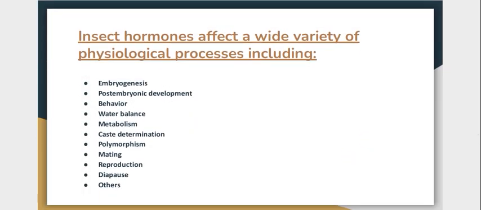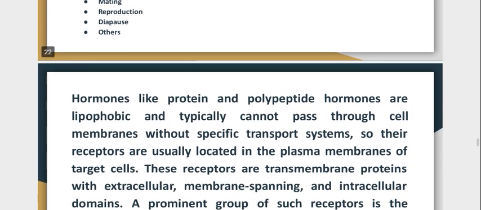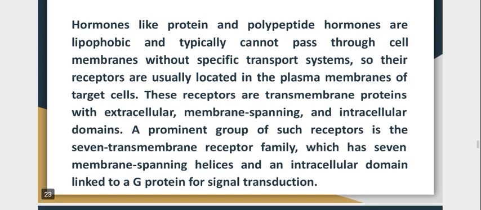Insect hormones affect a wide variety of physiological processes like embryogenesis, post-embryonic development, behavior, water balance, metabolism, caste determination, polymorphism, mating, reproduction, diapause, and some other factors. So hormones like protein and polypeptide hormones are lipophobic and typically cannot pass through cell membranes without specific transport systems. So the receptors are usually located in the plasma membranes of target cells.